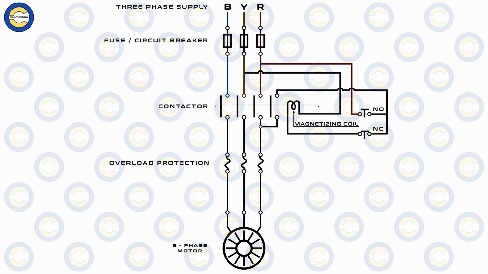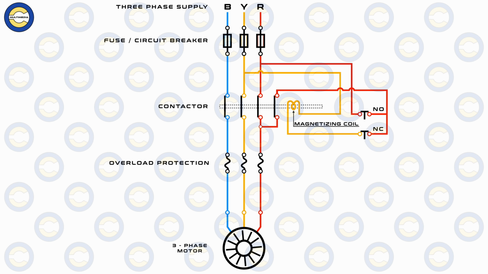Now, here's how the control circuit operates. When the start button is pressed, the current energizes the magnetizing coil of the contactor. This closes the main contacts of the contactor, connecting the motor directly to the three-phase supply.